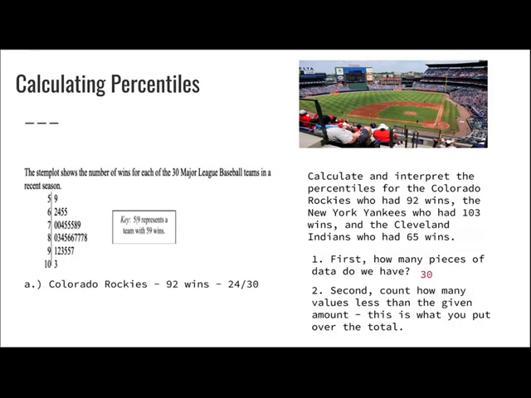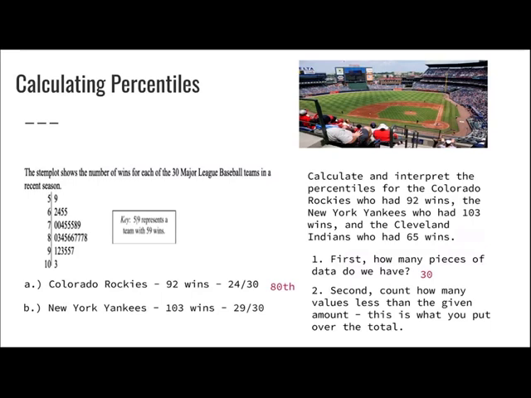So the Colorado Rockies have 92 wins. If we look at our stem and leaf plot, the values that are below 92, there are 24 of them. So 24 out of 30 gives us 0.8. So therefore, they are at the 80th percentile.